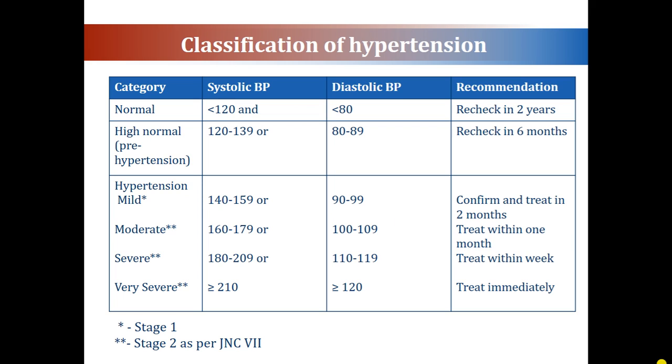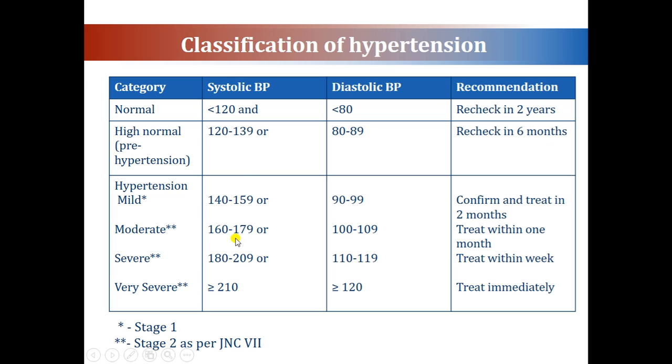This is the revision of the classification. Normal is less than 120 and less than 80, where the recommendation is to recheck in 2 years. High normal or pre-hypertensive patients, 120 to 139 systolic or 80 to 89 diastolic, where recheck every 6 months is advisable. For mild hypertension, 140 to 159, confirm and treat in 2 months.